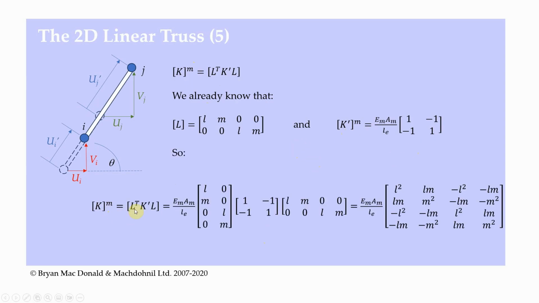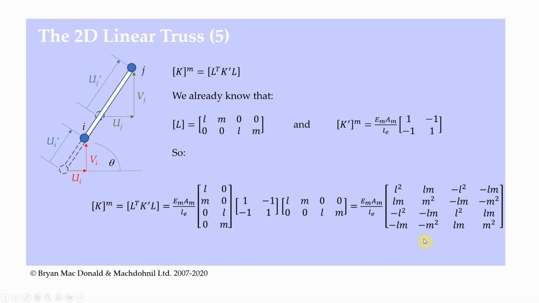If we multiply those together, we get this. We say L transpose k dash L. Here we have our EA over L, and we put that out there. There's the rest of our k in there. There is L, and there's L transpose. For the transpose, we just replace the rows with the columns. So the first row of L becomes the first column of L transpose, and the second row of L becomes the second column of L transpose. If we go through and multiply all those out, we get this here.